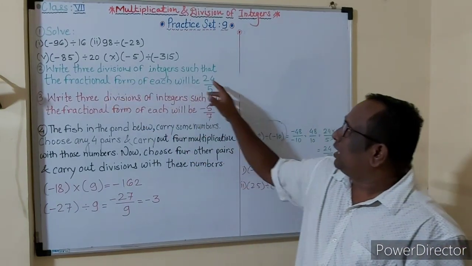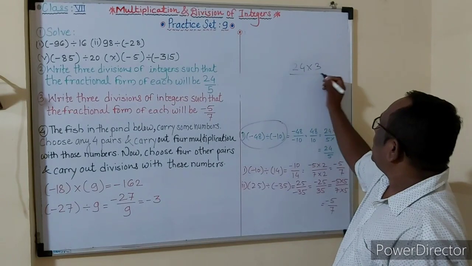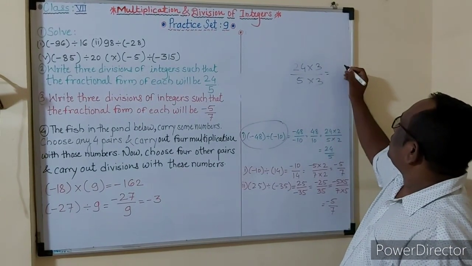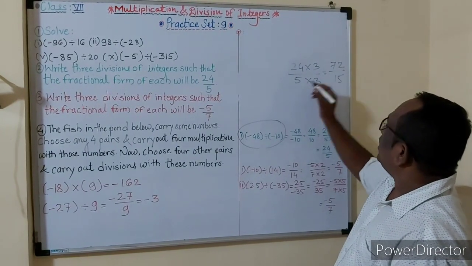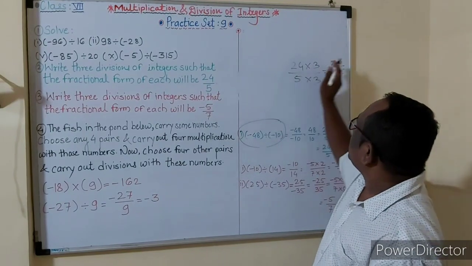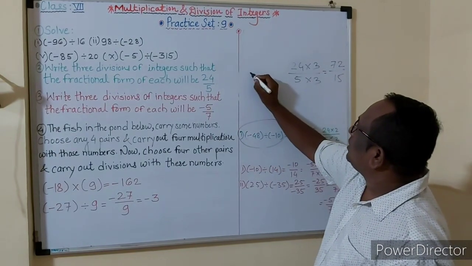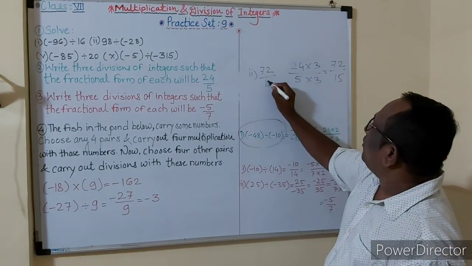See, you can now multiply here 24 multiply by 3 and 5 multiply by 3. 24 3s are 72 and 5 3s are 15. So you have to write like this answer. This you can do roughly or fairly also, no problem. You can directly write the second one, that is 72 upon 15.